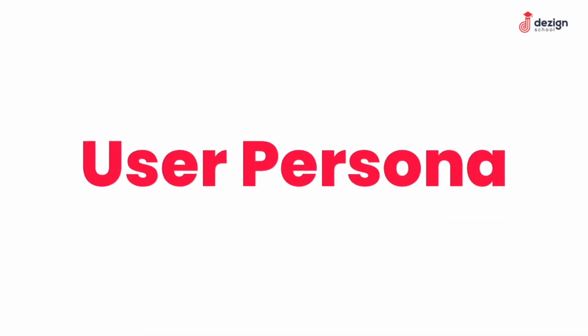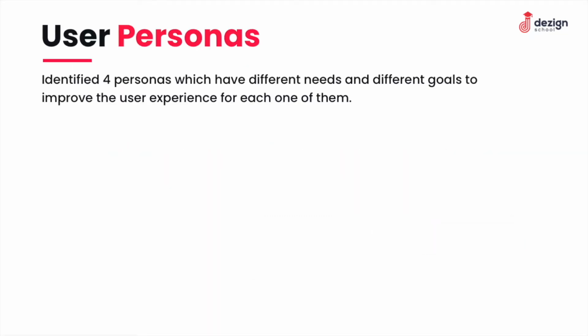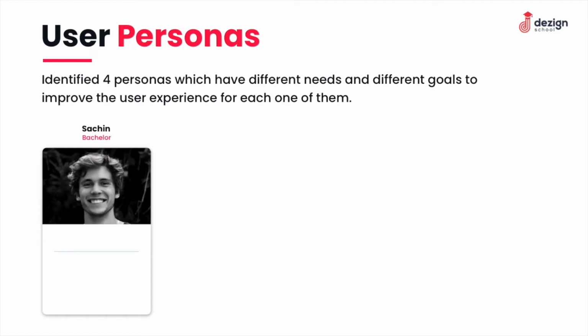User personas. I have identified 4 personas which have different needs and different goals to improve the user experience for each one of them. For example, my first persona is a bachelor. His name is Sachin and I defined his age as 18 to 25. Sachin focuses on price and location and usually he stays in a hostel. So his main focus is price. Sachin needs cheap rooms. That's why he mostly stays at a hostel, which is mainly on a sharing basis. So this is Sachin's needs. So this is our first persona.